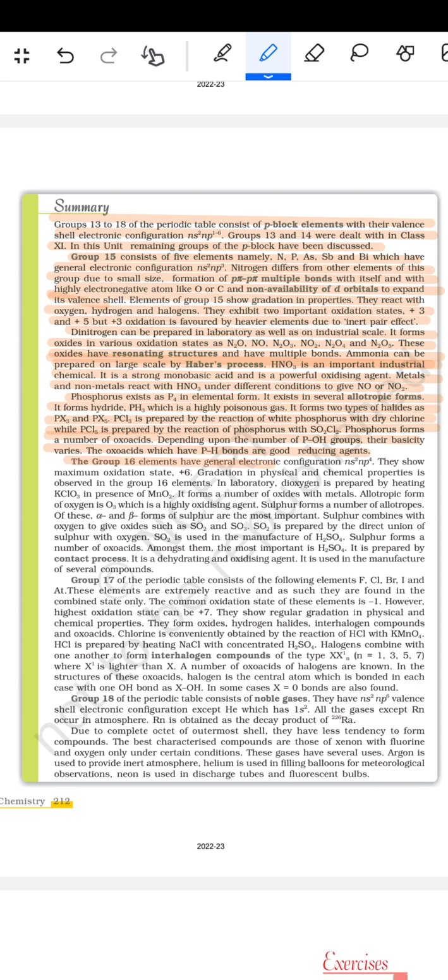The group 16 elements have general electronic configuration ns2 np4. Therefore, maximum oxidation state is +6. Gradation in the physical and chemical properties is observed in the group 16 elements. In the laboratory, dioxygen is prepared by heating KClO3 in the presence of MnO2. It forms a number of oxides with the metals.